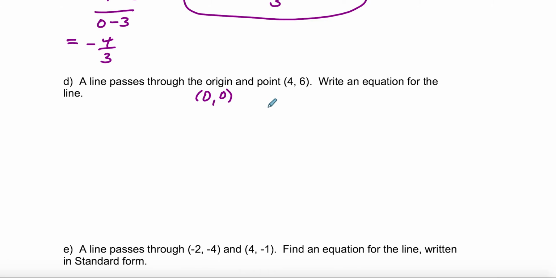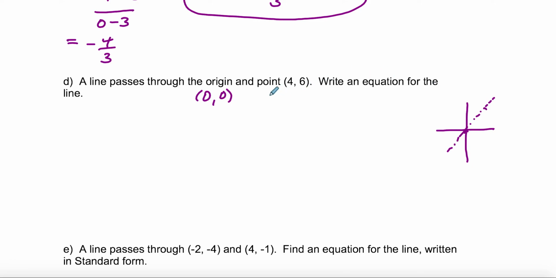Imagine a line passes through the origin. Imagine that there's this line and it passes through 4, 6 and it passes through the origin. What do you think the y-intercept is if my line comes down like this and it goes right through the origin of the graph?